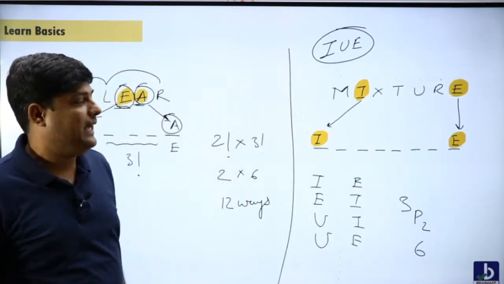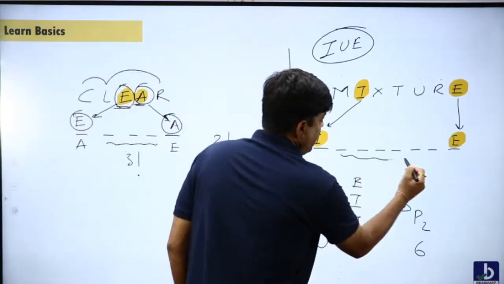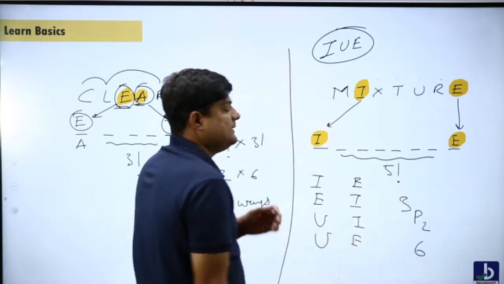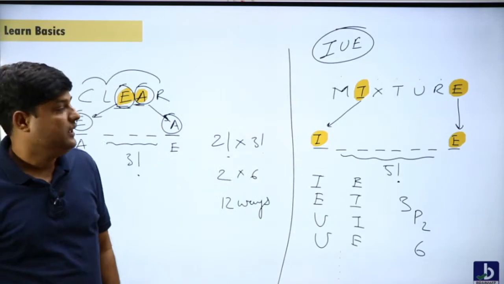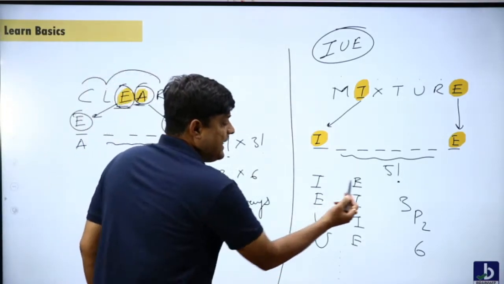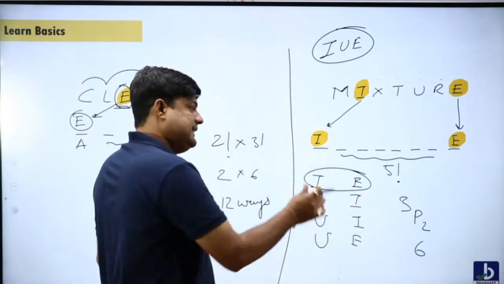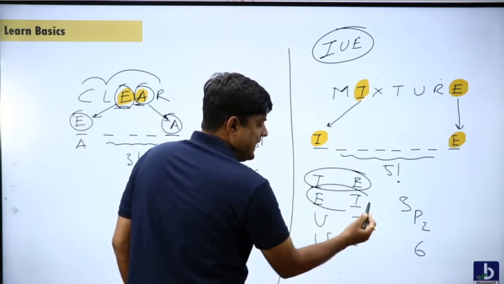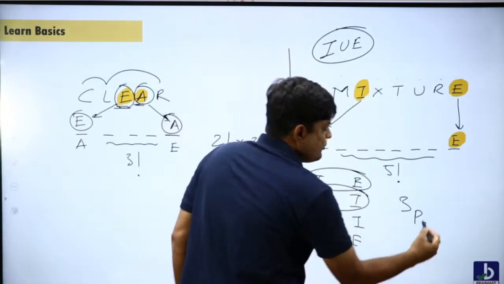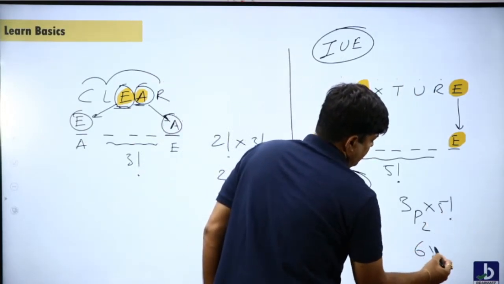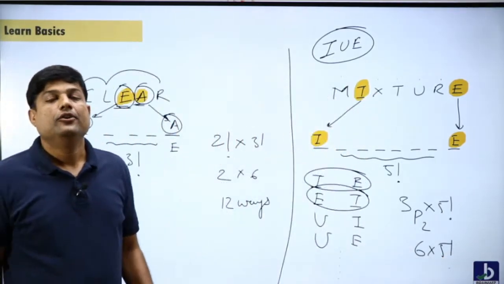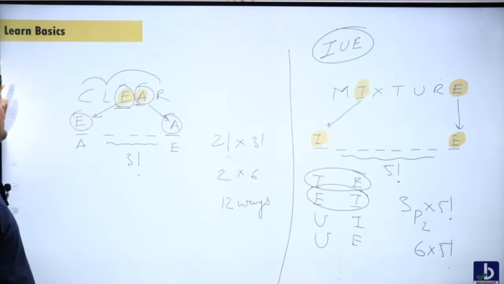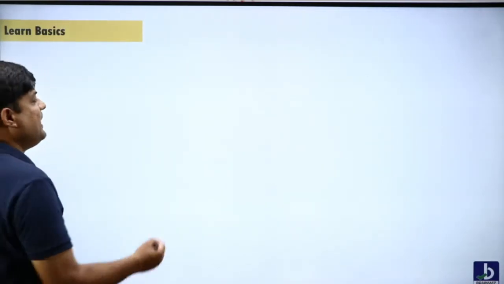These 5 people have how many places to sit? 5. So what do you call it? That is 5 factorial. Is this 5 factorial only with IE? No. It's the same 5 factorial with one more case, EI. Again EI 5 factorial. So 3P2 into 5 factorial. Are you understanding, everybody? Say yes. Yes. So this is the way we are supposed to do it.